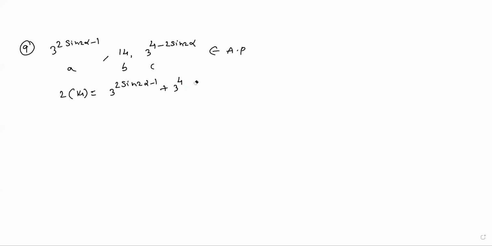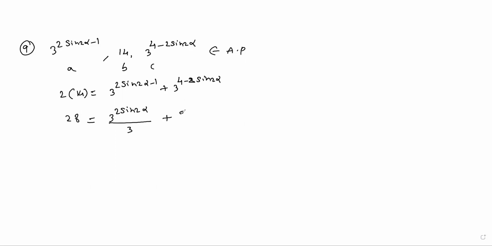3 power 4 minus 2 sin 2 alpha. Here this is clearly 28. Here this I can write as 3 power 2 sin 2 alpha divided by 3, and one more value.